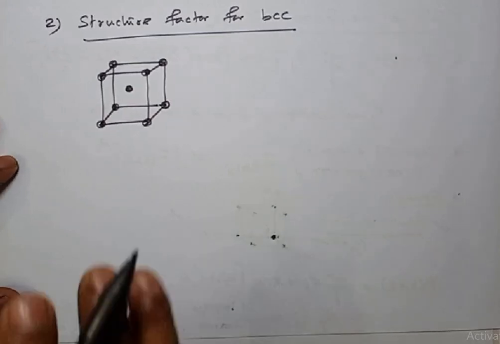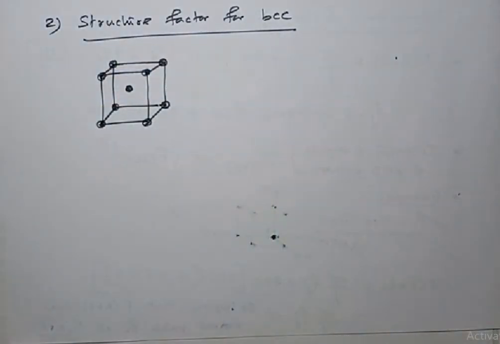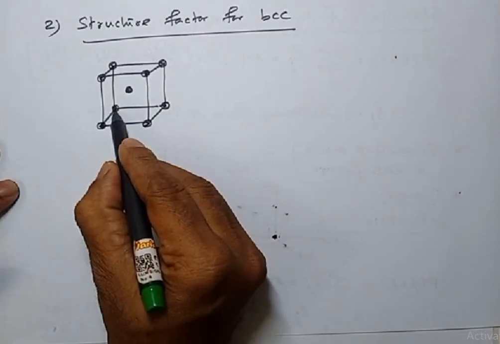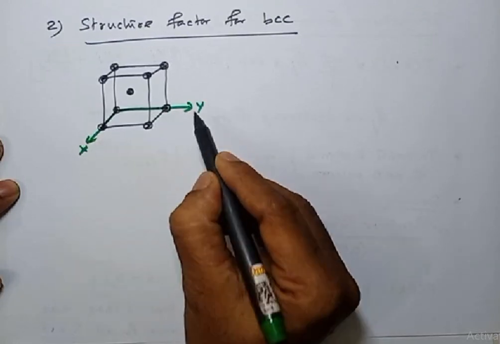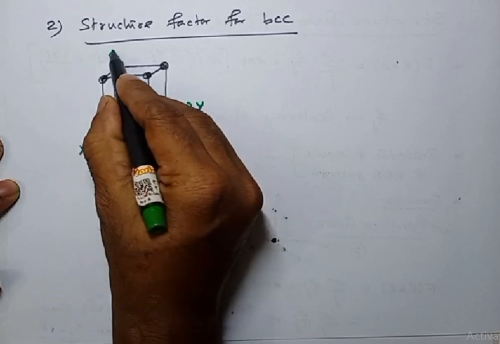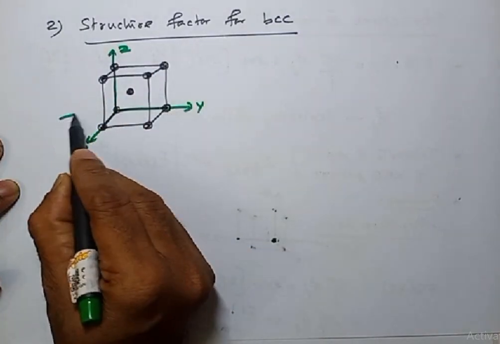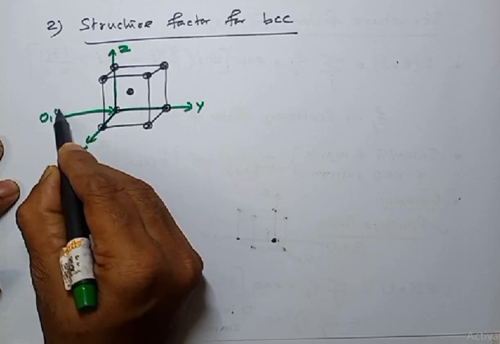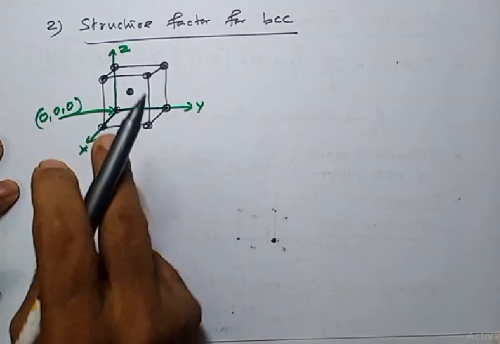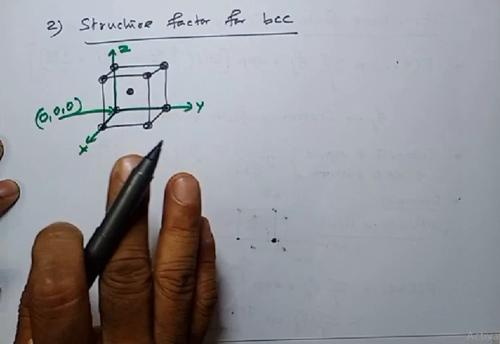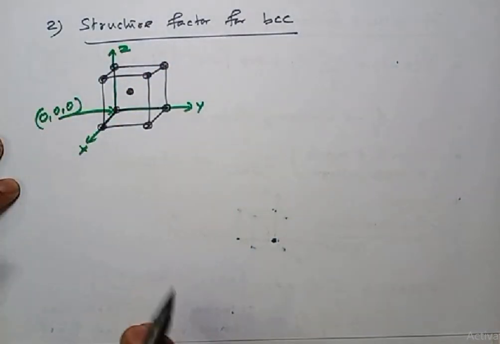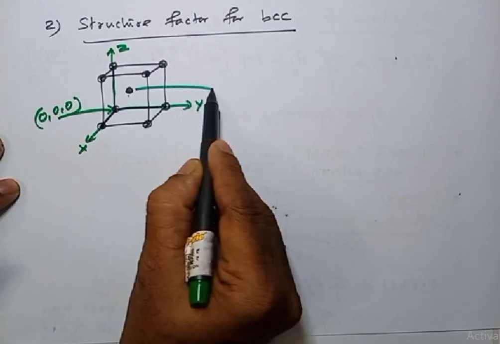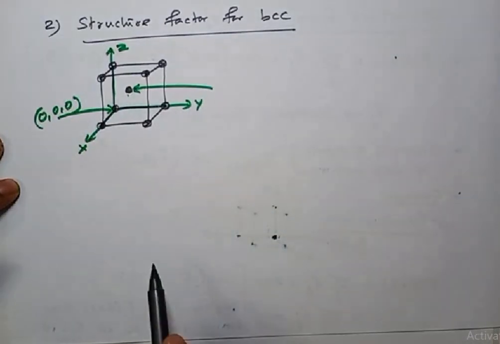Now first we'll fix the Cartesian coordinate points. Suppose I'll fix this corner as origin. So this is my x-axis, y-axis, and this I'll take as z-axis. And this point I'm going to take as origin 0, 0, 0. Remember, all corners are equal here. You can take any one corner as origin. Note down, very important.